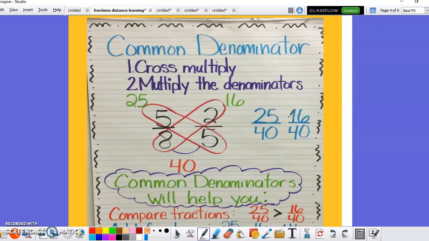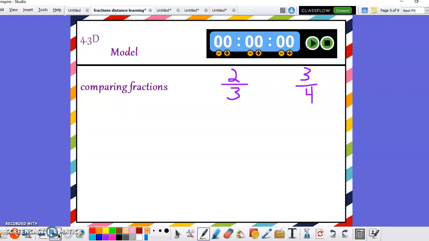So whichever strategy that you use to see if they're equivalent, or to see which one is greater or less than, that's fine with me. All right, so we're going to be comparing 2/3 and 3/4.